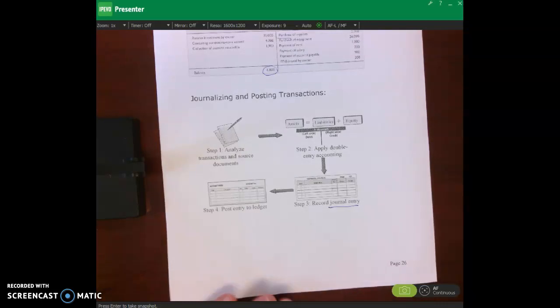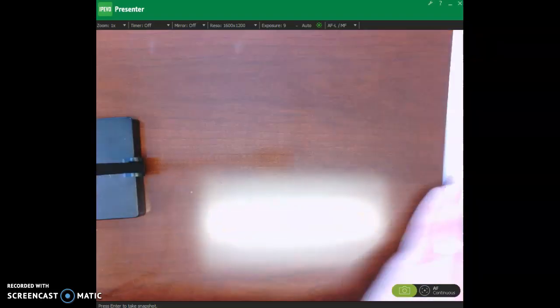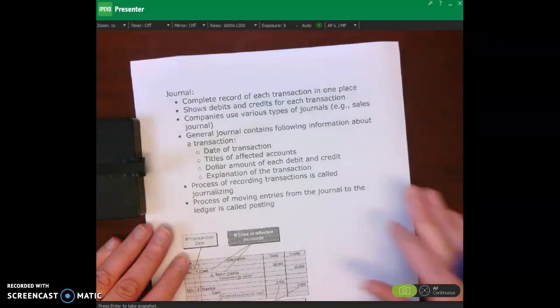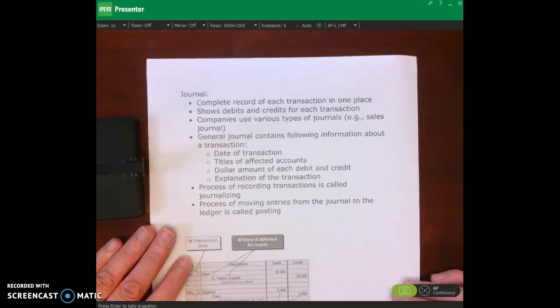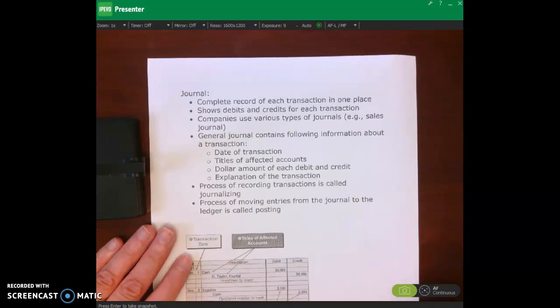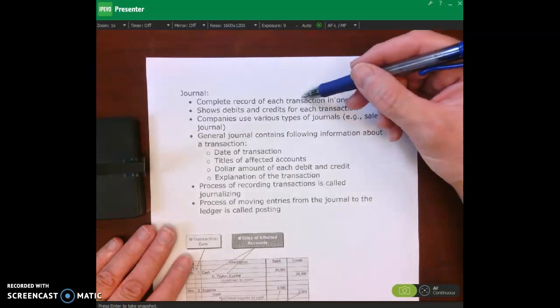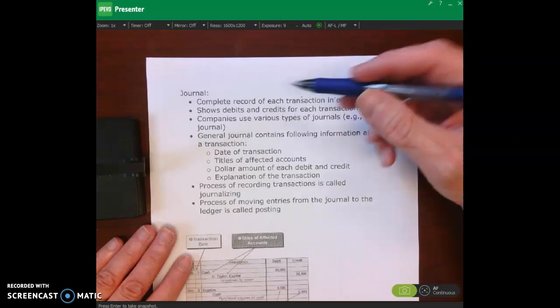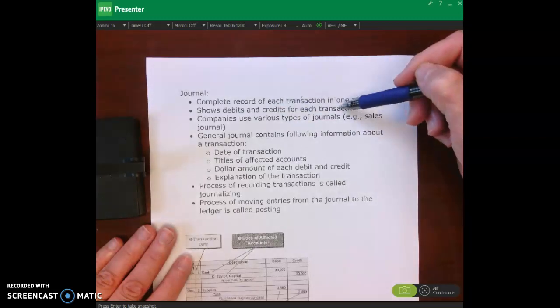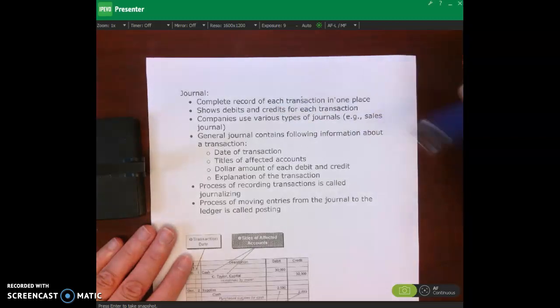Okay. So as I was saying earlier, if we look at step 3 on this page 27, a little bit more detail, we have our journal. Our general journal keeps all of our journal entries, which is a record of each transaction, in one place. It shows the debits and credits for each transaction. Again, journal entries are how we record transactions.